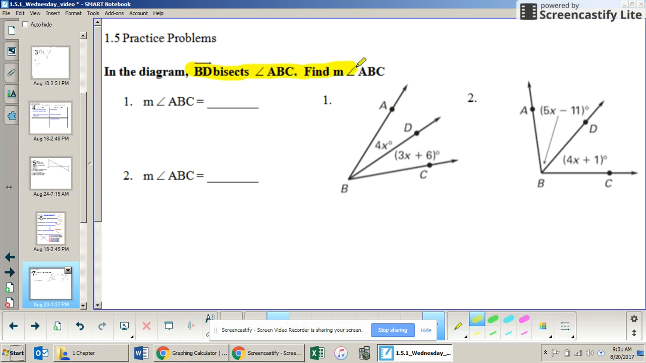we have a ray bisecting an angle. So to find these angle measures, we can take 4x and 3x plus 6 and set them equal to each other. We can do that because of the word bisects here. An angle bisected by a ray is divided into two congruent parts. So set 4x equal to 3x plus 6. Similarly, 5x minus 11 is set equal to 4x plus 1.